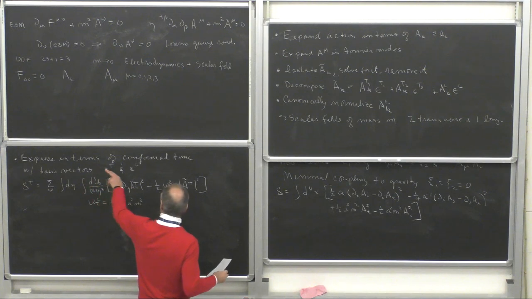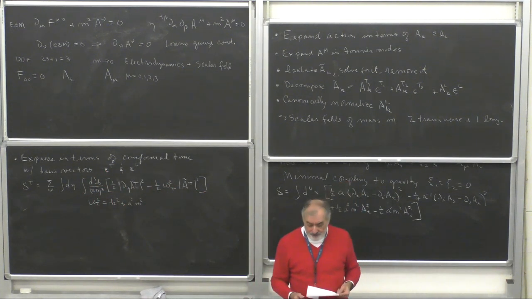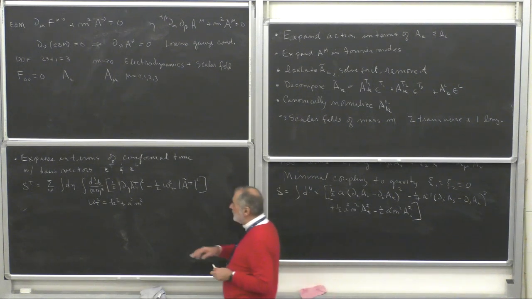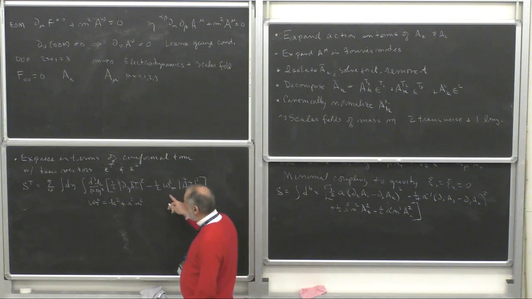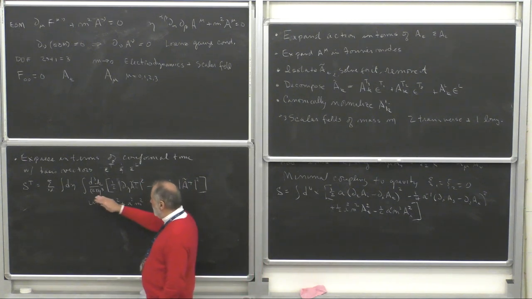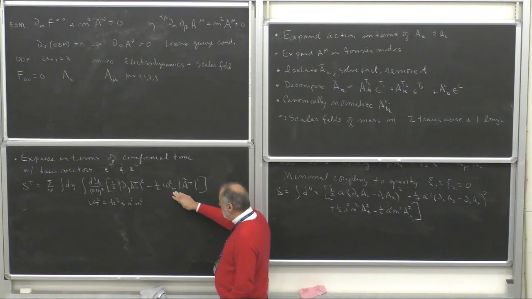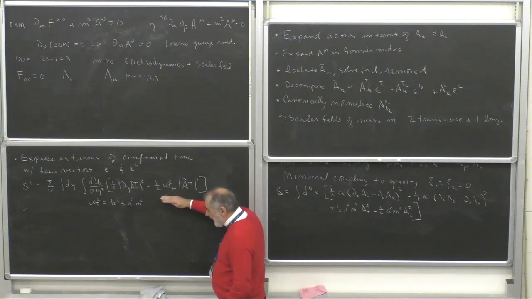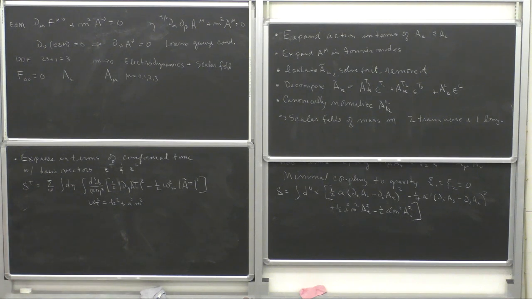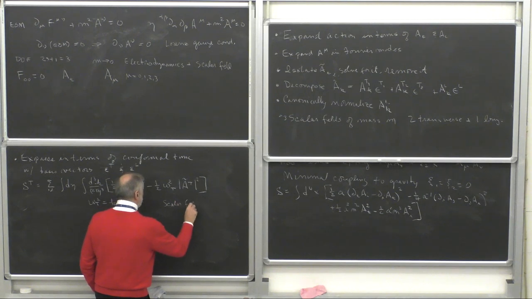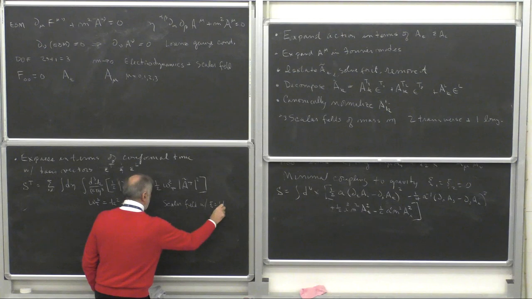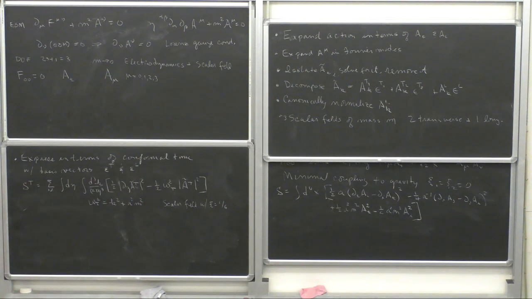So now the next step is to express the action in terms of conformal time using the orthonormal basis vectors for the transverse and longitudinal projections. And the first thing you end up with is two copies for the transverse components. And it looks like the action for a minimally coupled scalar field that's conformally invariant. So there's no term involving the scalar curvature.